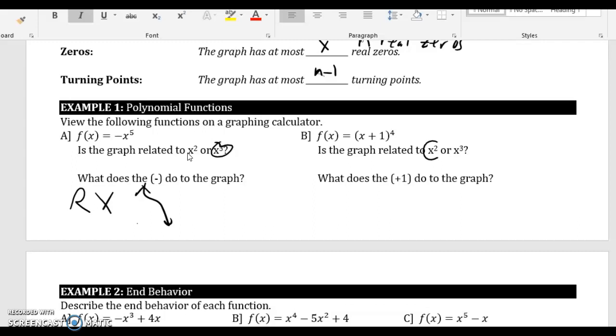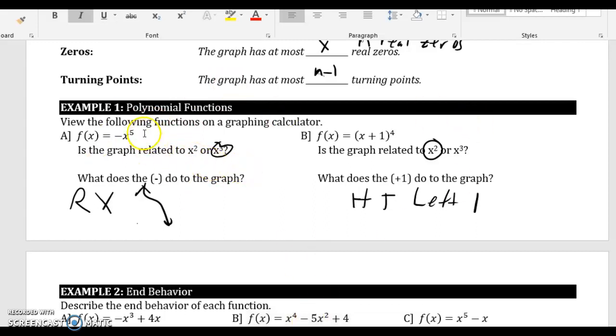Well, it's x to the fourth. That means it's going to be like x squared. What does the plus 1 do to the graph? That's going to be a horizontal translation. Which way are we going to move it? Left 1. So you see how important our transformation rules in Unit 1 are?